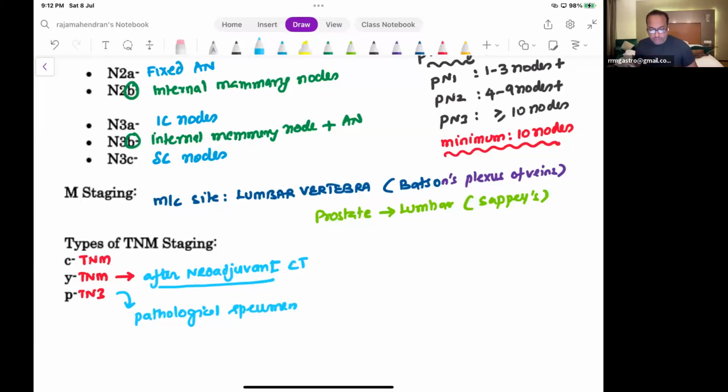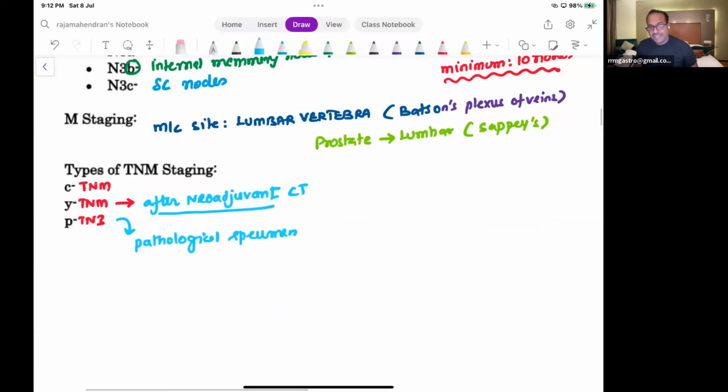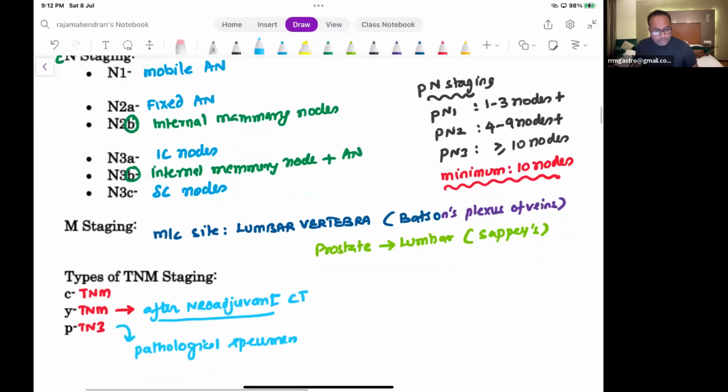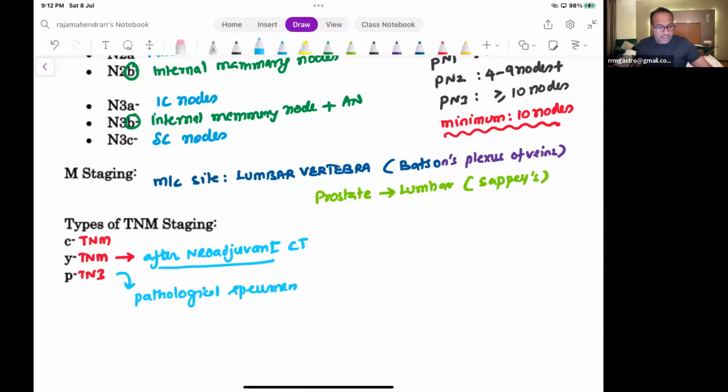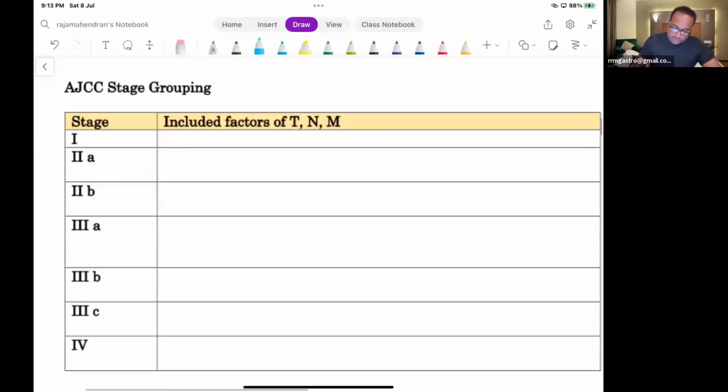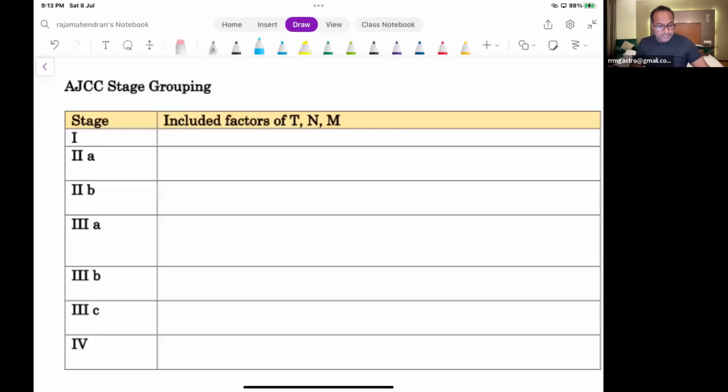So simple staging, just remember the staging for exam. So you should not have any confusion in this. You have to remember it for exam. So don't forget this point. Okay. So now coming to the staging.